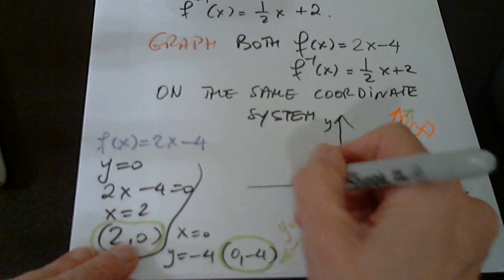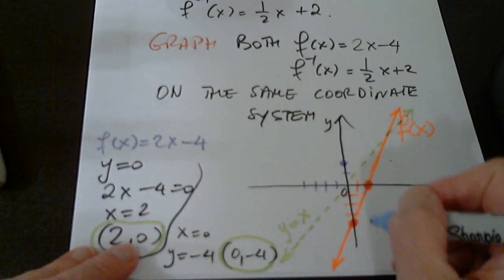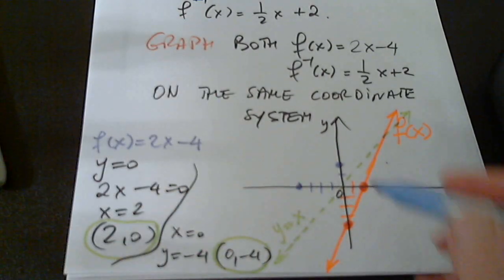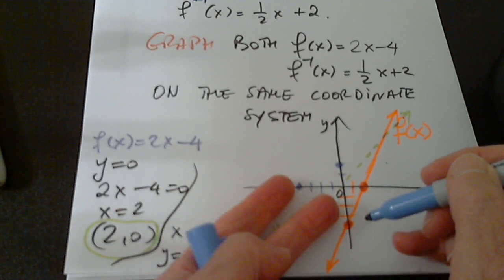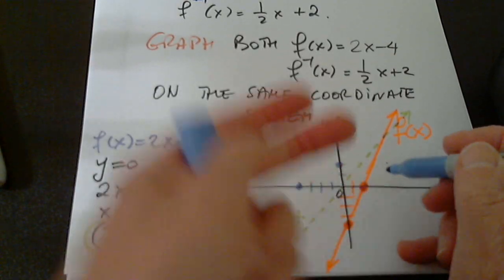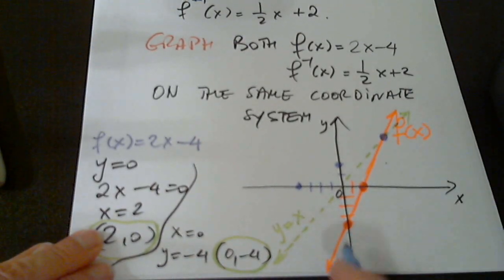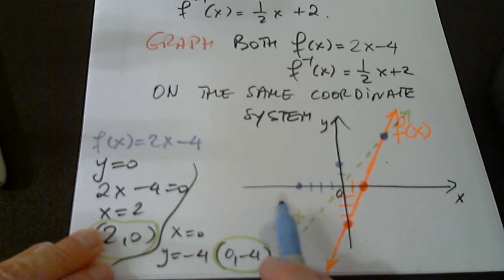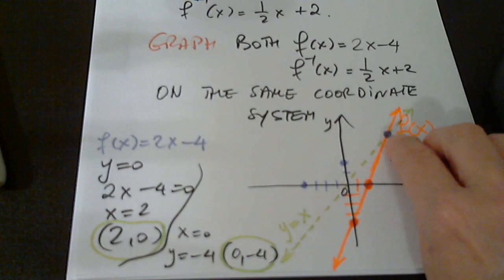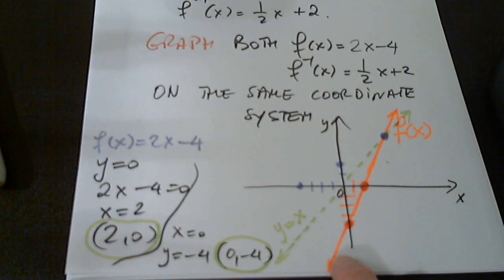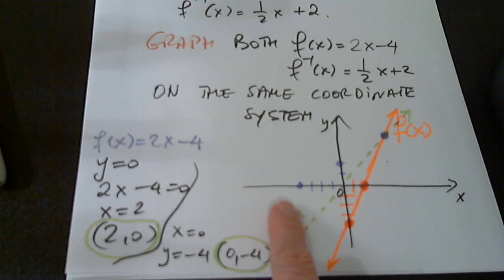So this has to be a mirror image. 1, 2, 3, 4. My graph cannot be perfect, but you understand that this is the reverse. (0, -4) changes into (-4, 0), and (2, 0) changes into (0, 2). Where the function f of x crosses this line, the inverse has to cross. How come? Because this point has the same coordinates: (5, 5), (10, 10), (3, 3). If it's part of this, it has to be part of the other one.